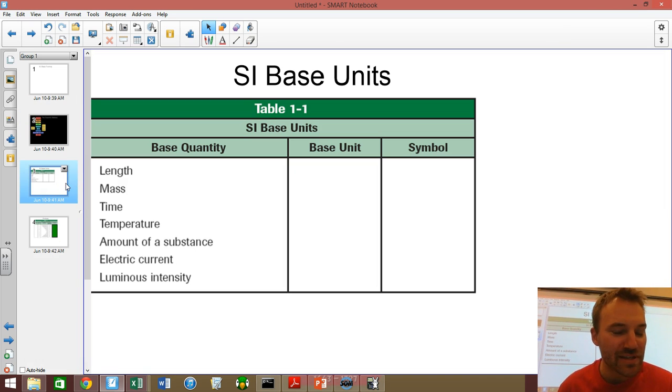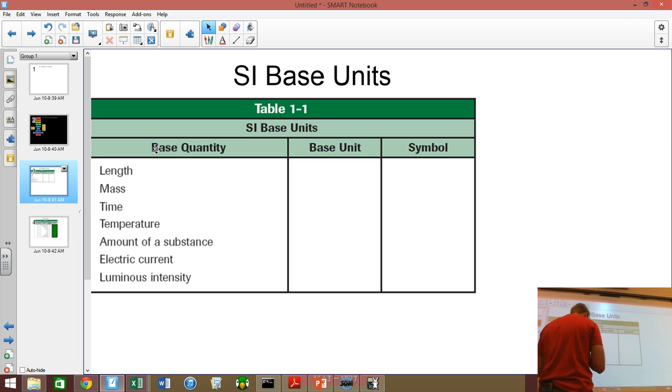Let's talk about SI base units. These are the units with which we define everything in the universe. There's 7 of them. The first one is length, and our SI base unit for length is the meter.